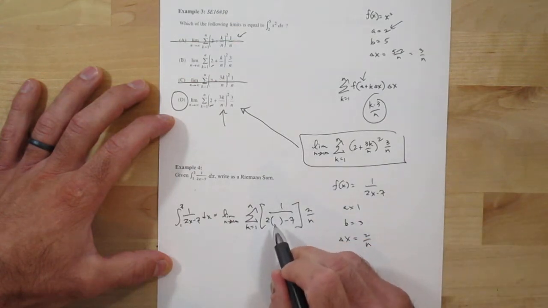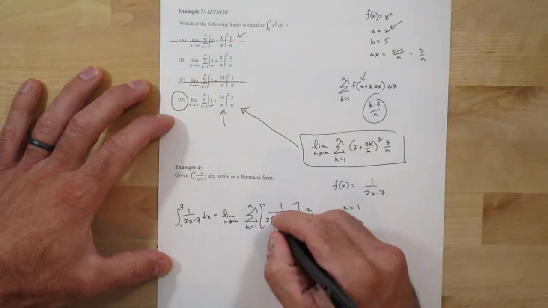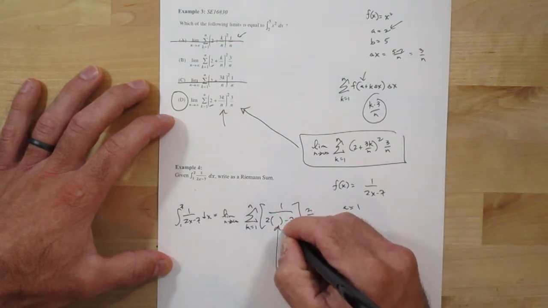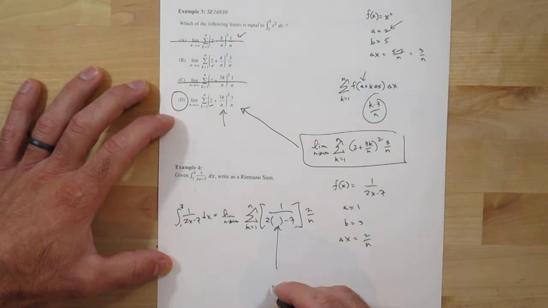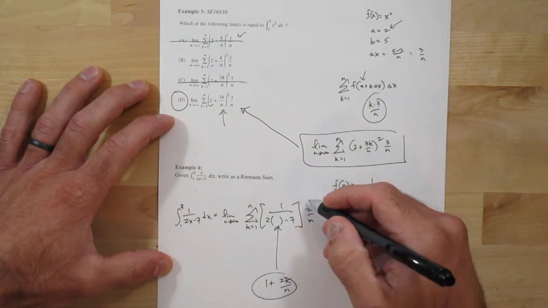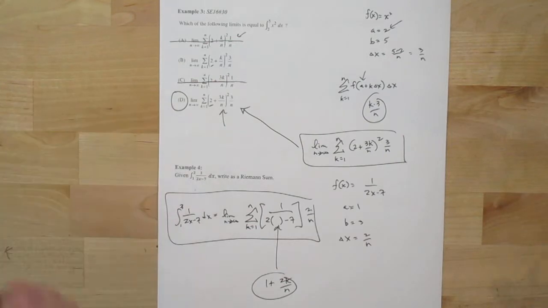We have to plug in a plus k delta x. A was 1 plus k delta x, which would be 2k over n. This item right here should be plugged in there, and we'd have our summation notation of that integral as a right Riemann sum.